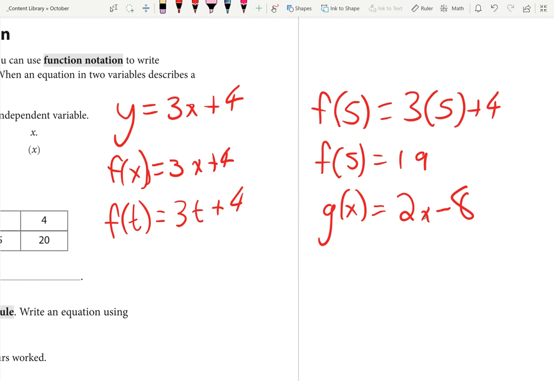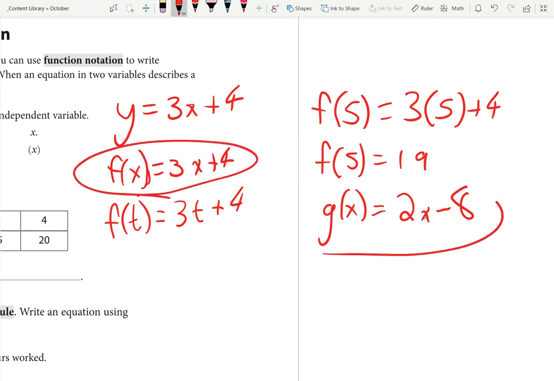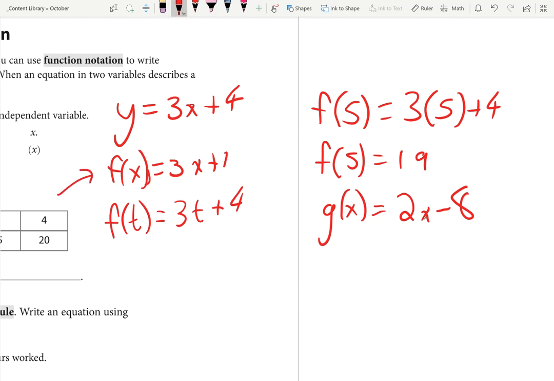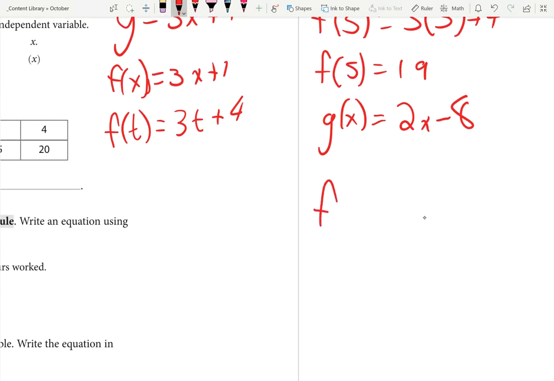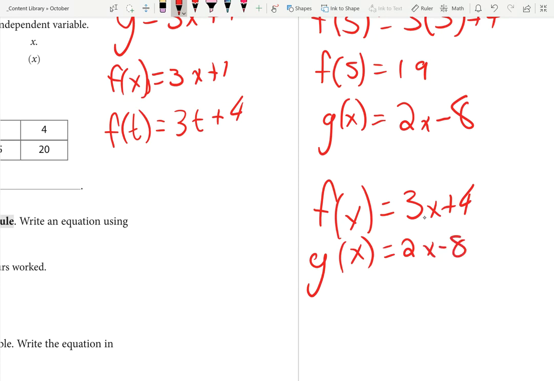It still means the same thing as y equals and all that, but the reason you would do this is if you had two functions and you had to tell the difference between them. Remember, this is giving it a name. This is the f of x function, so it has the name f, and this is the g of x function, so it has the name g. It's essentially just giving that function a name so that we can talk about them and describe them and be able to tell the difference between them. So for example, you might have on a test f of x equals 3x plus 4, and you might have g of x equals 2x minus 8.